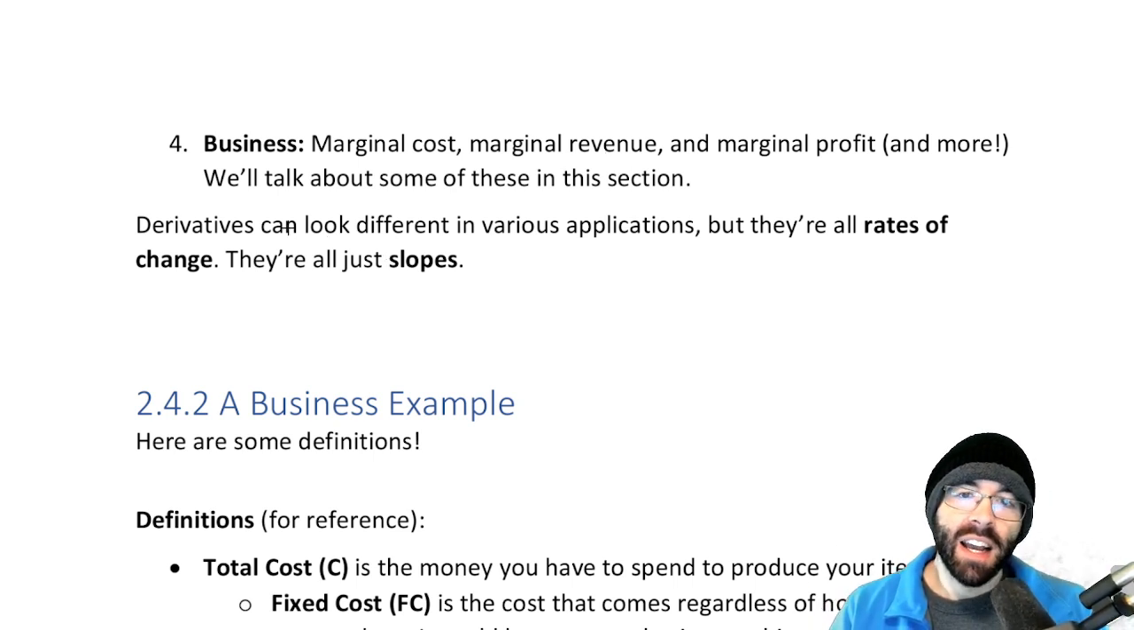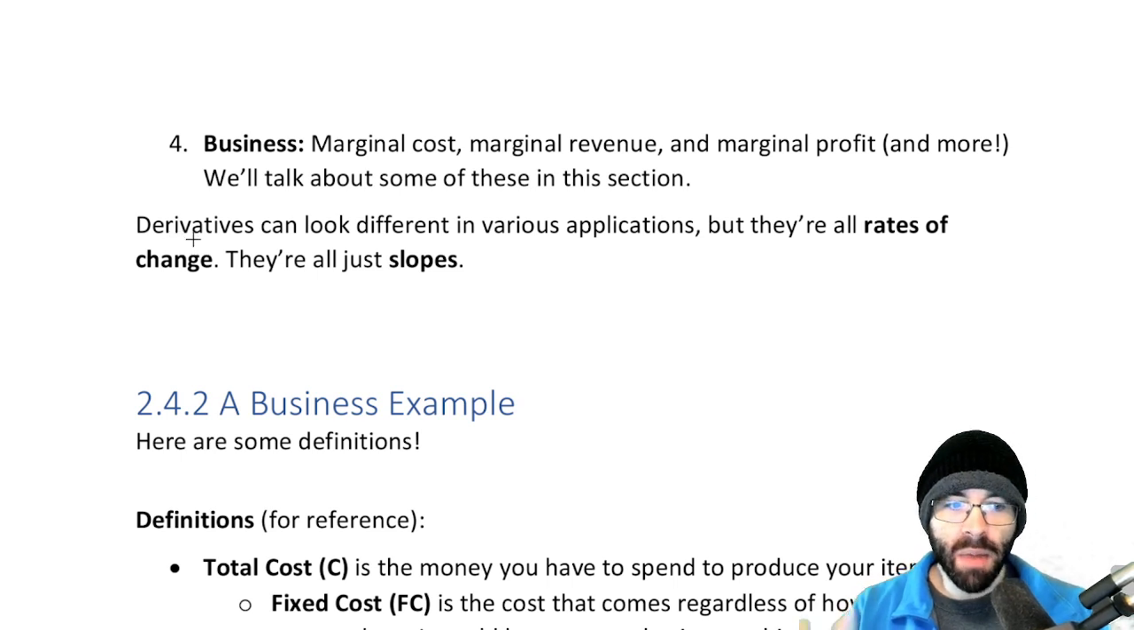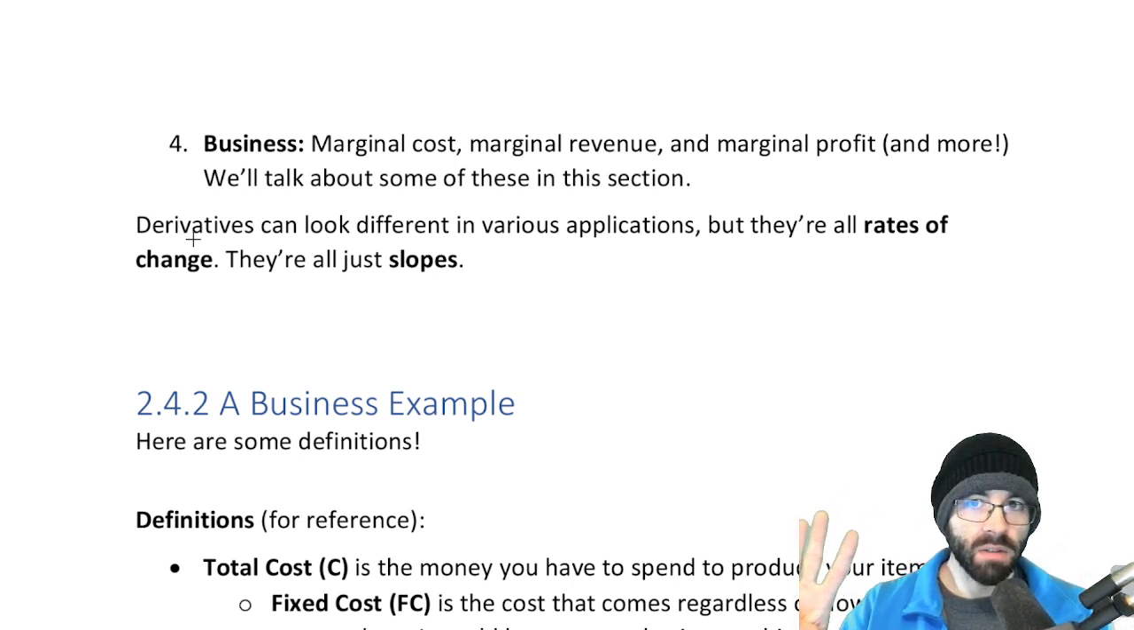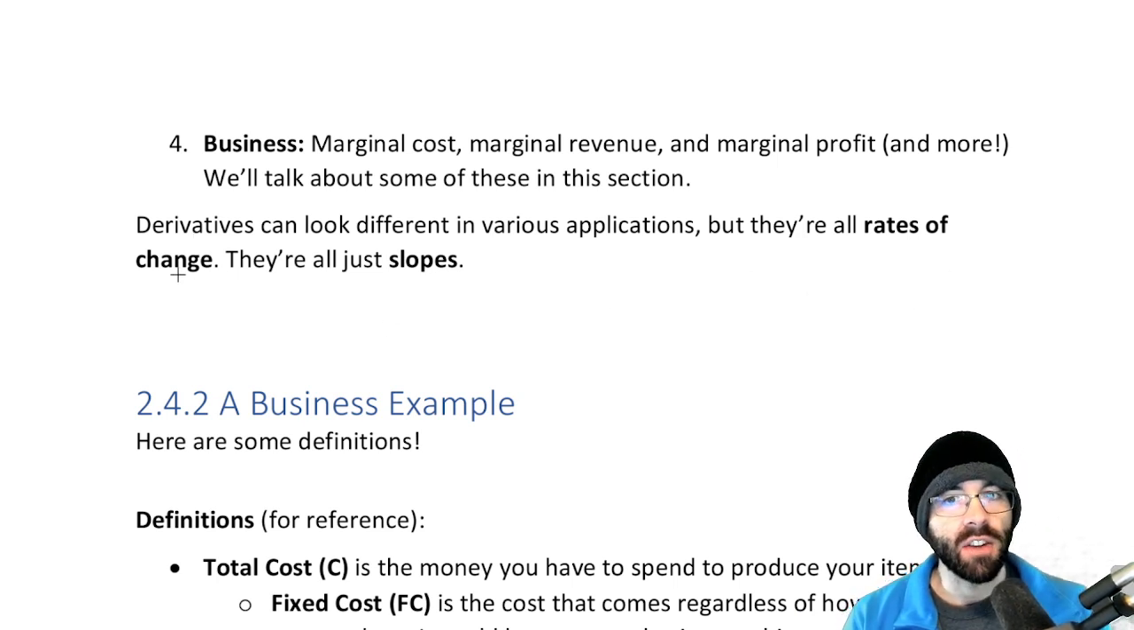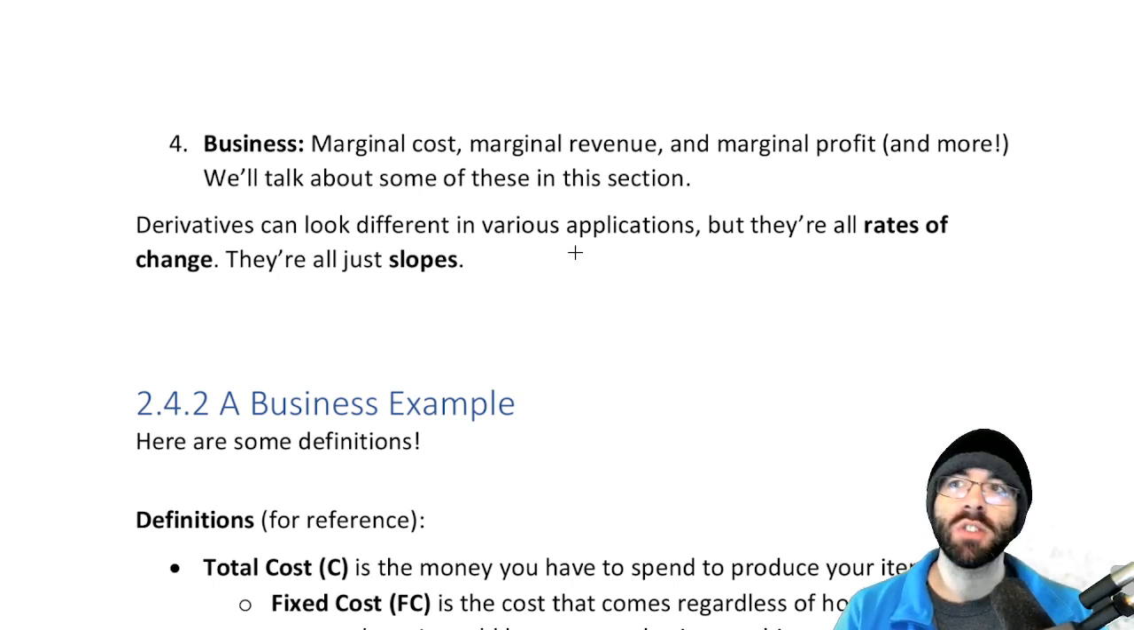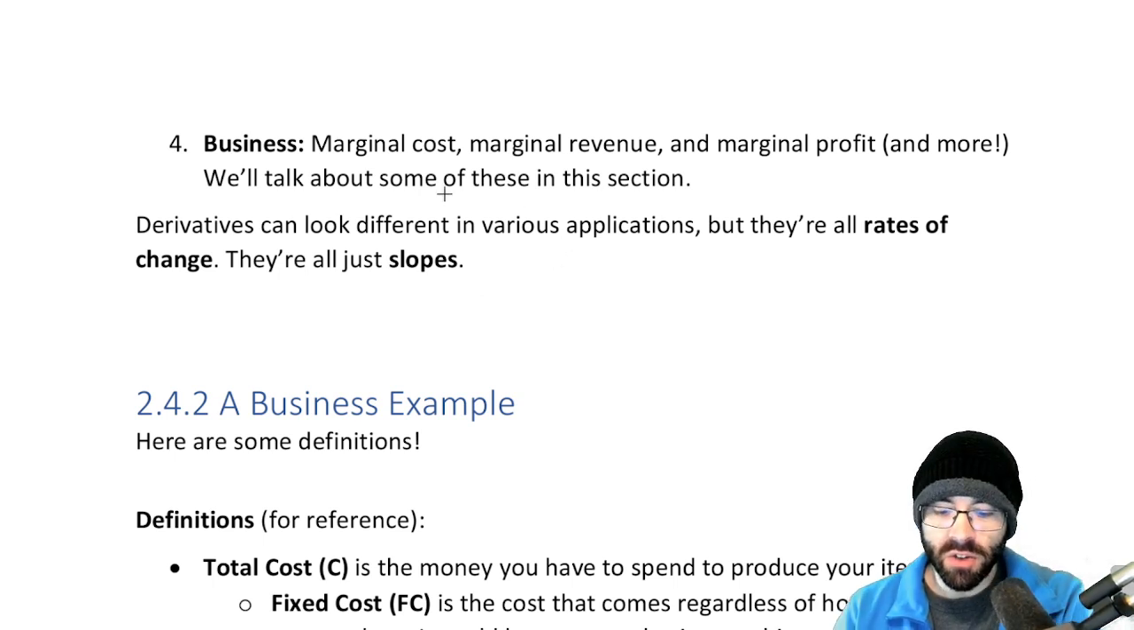And just remember, as one major summary for this video, derivatives can look different in various applications. We're going to look at 4. We've talked about 3 of them. We'll talk about the business one later. But they're all rates of change. They're all just slopes. Anytime you see a derivative, it just talks about how the original function is changing.